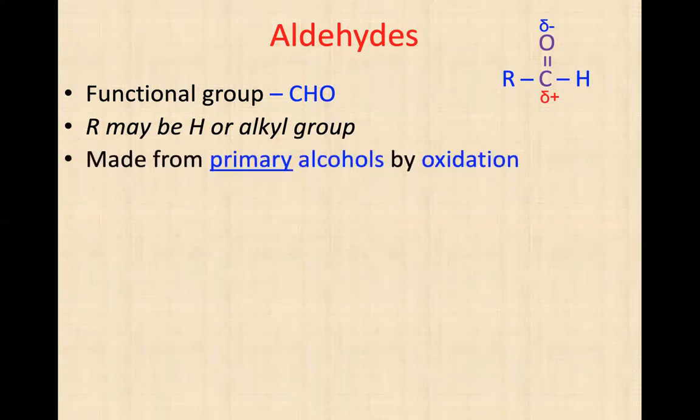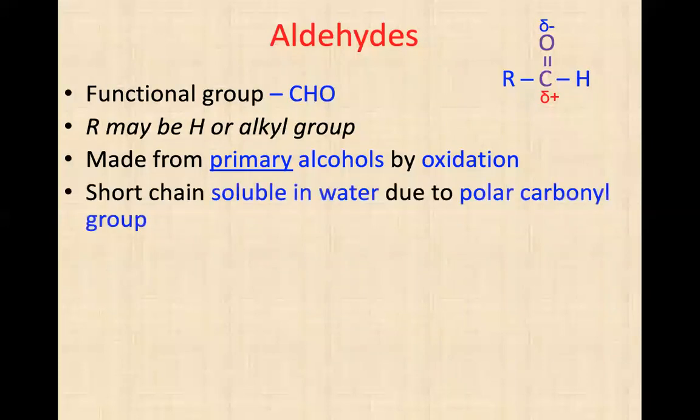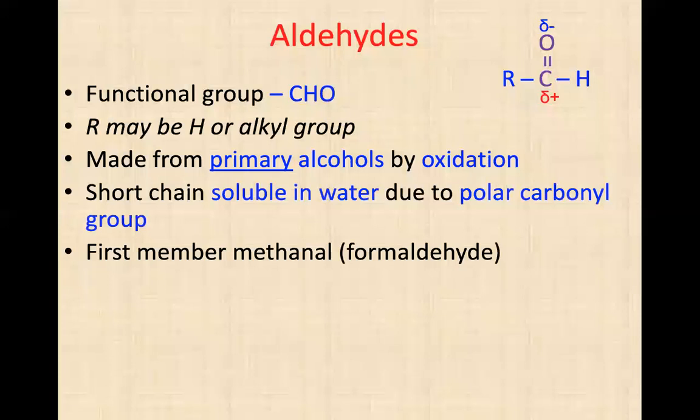Aldehydes are made from primary alcohols by oxidation. Short chain ones are soluble in water due to the polar carbonyl group. You've heard this 100 times. If I say it often enough, it might stick. Right. The first member is methanal, which is also known as formaldehyde, the form bit coming from formic acid, which can be made from it.